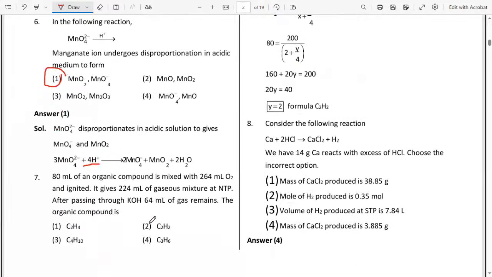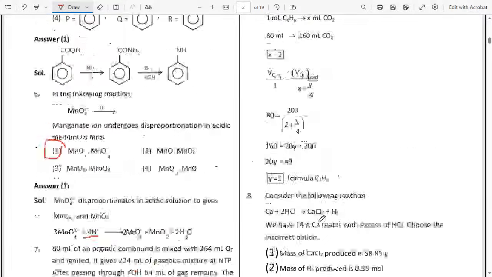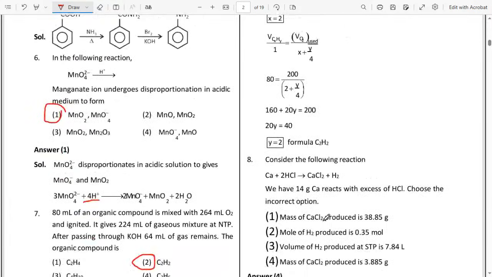What is the answer? C2H2. It is nothing but acetylene, right? So the gas is acetylene.